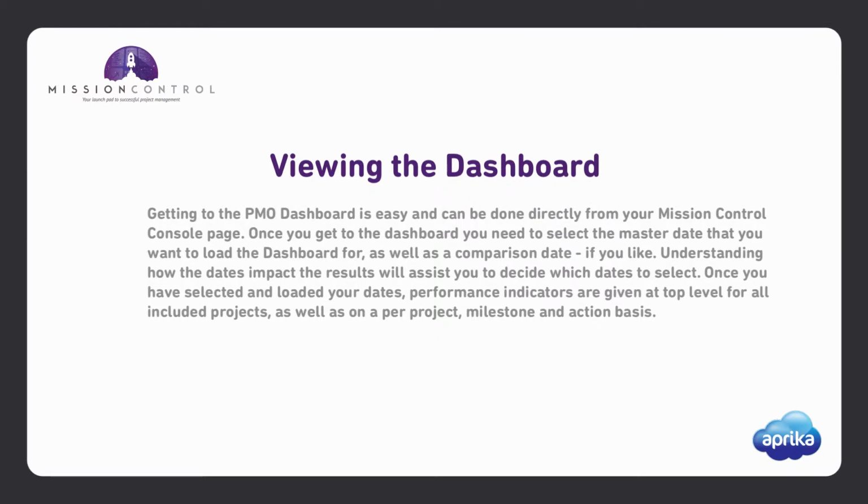When you are ready to start using the PMO dashboard, you can launch this directly from the Mission Control console page. Then you'll be able to enter your desired dates to return performance scores for your projects. Understanding how the dates work will assist you to decide which dates to enter. After you have loaded the dashboard, you can then drill down into further detail for each project milestone and action. Let's take a look at how this works.